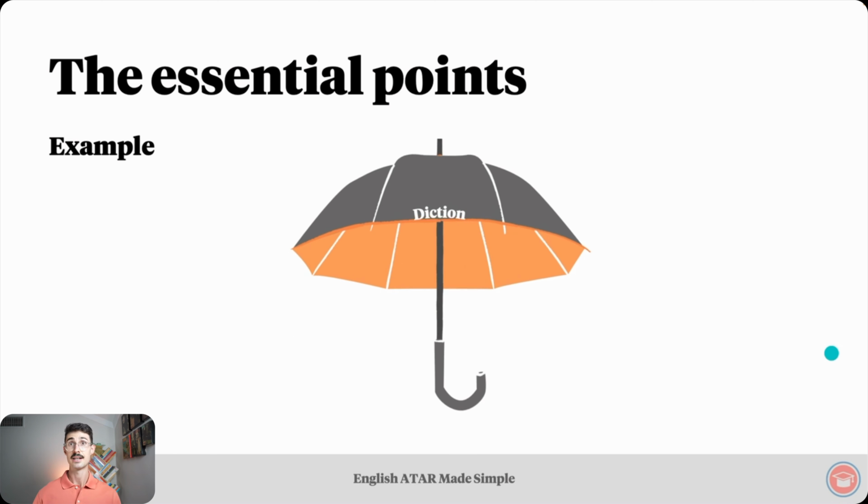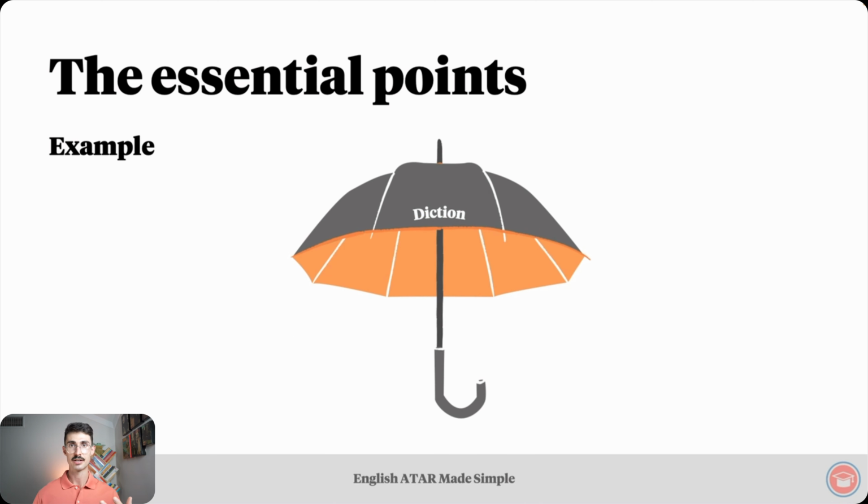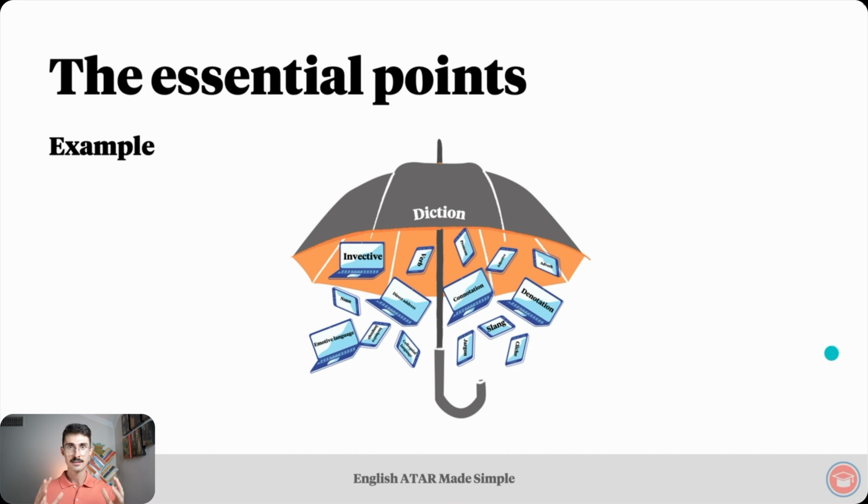Another example. So our umbrella term here is diction. That could be regarded as the feature or the element. Coming under that umbrella term of diction, our devices or techniques are examples of diction, such as invective, direct address, connotation, denotation, slang, and so on and so forth. And all of these things are mentioned in the Language Features Bible, by the way.